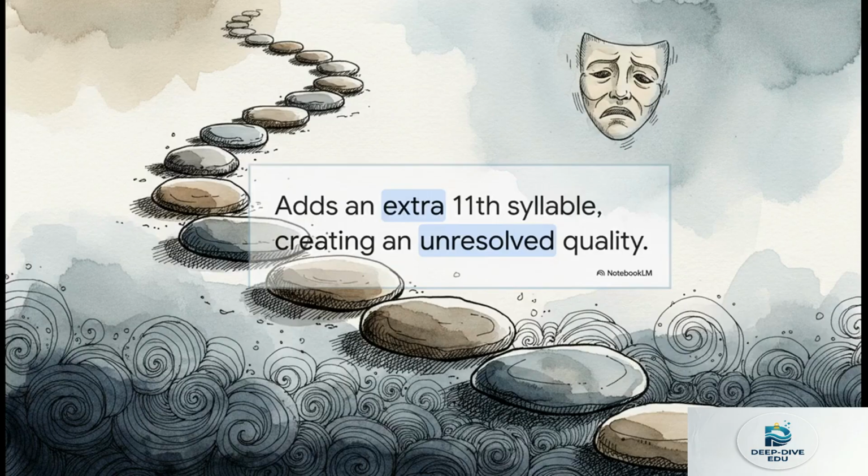Let's look at one of his absolute favorite ways to mess with the rules, the feminine ending. This variation casually drops an extra unstressed 11th syllable right at the end of a line. So instead of landing solidly on a firm, stressed dum, the line just trails off into an unstressed da. It leaves the whole thing hanging open. Shakespeare uses this trick brilliantly to mirror characters who are dealing with psychological instability, questioning, or just deep, deep uncertainty.